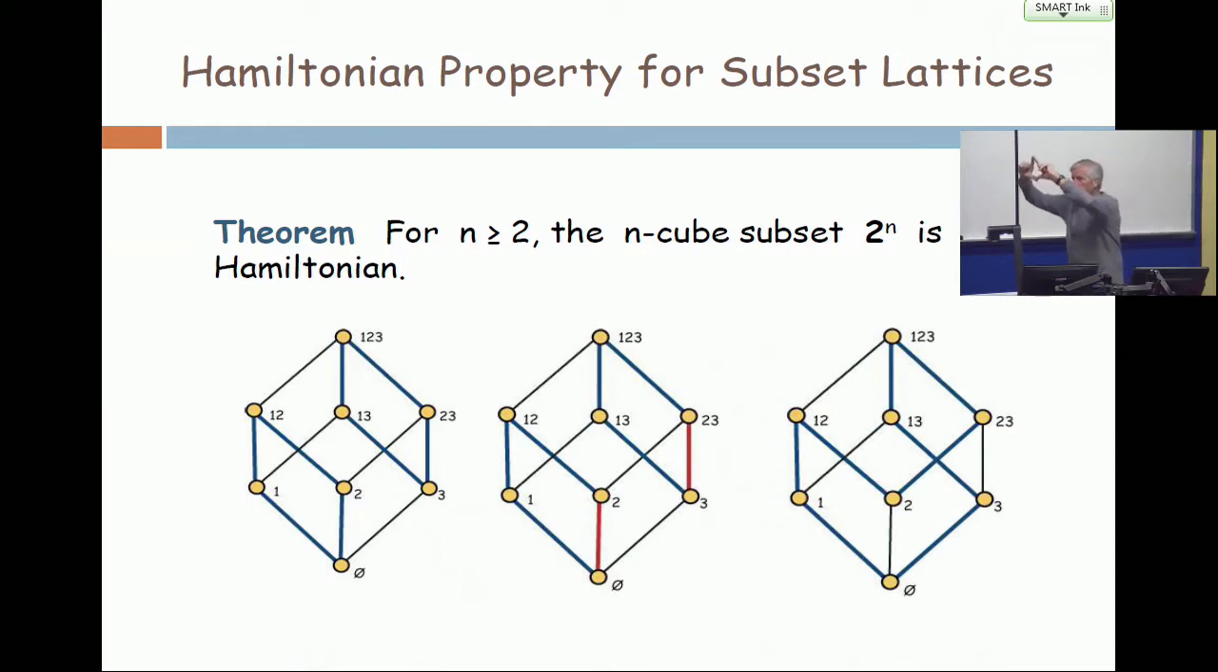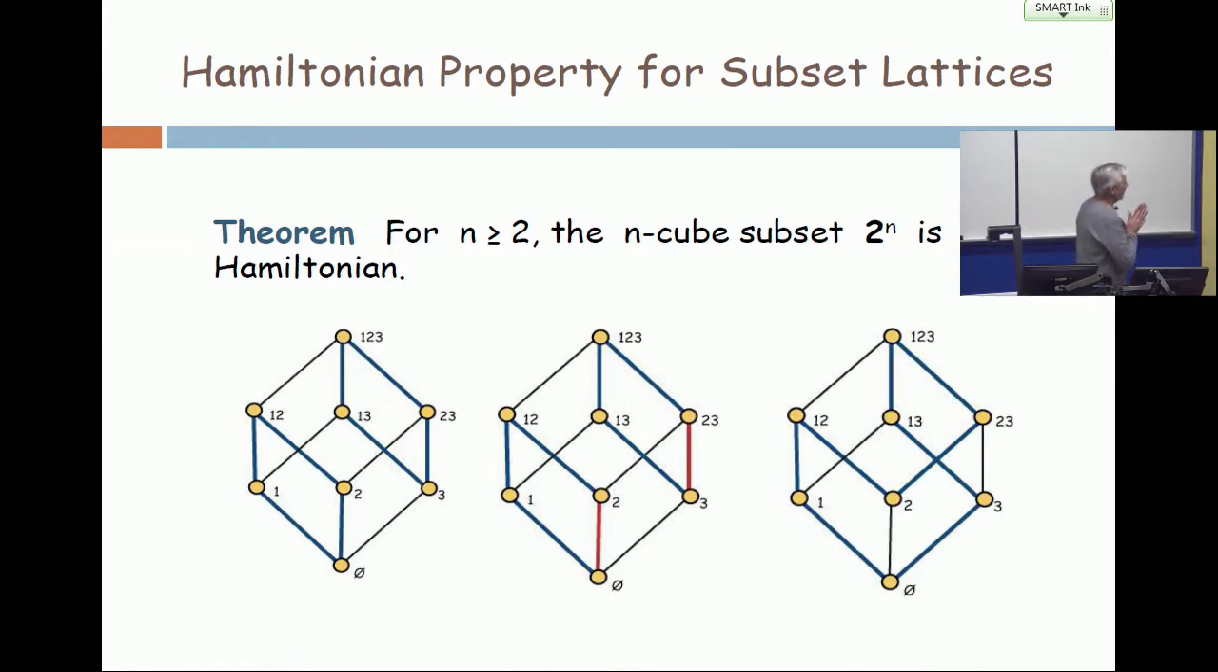We're in deep trouble if there is such a person. Okay, so the 2 cube has a Hamiltonian cycle. As a cover graph, what graph is this? C4? It's a 4 cycle. All right, so it's true when n is 2. Let's see how we walk up from 2 to 3 and then from 3 to 4.